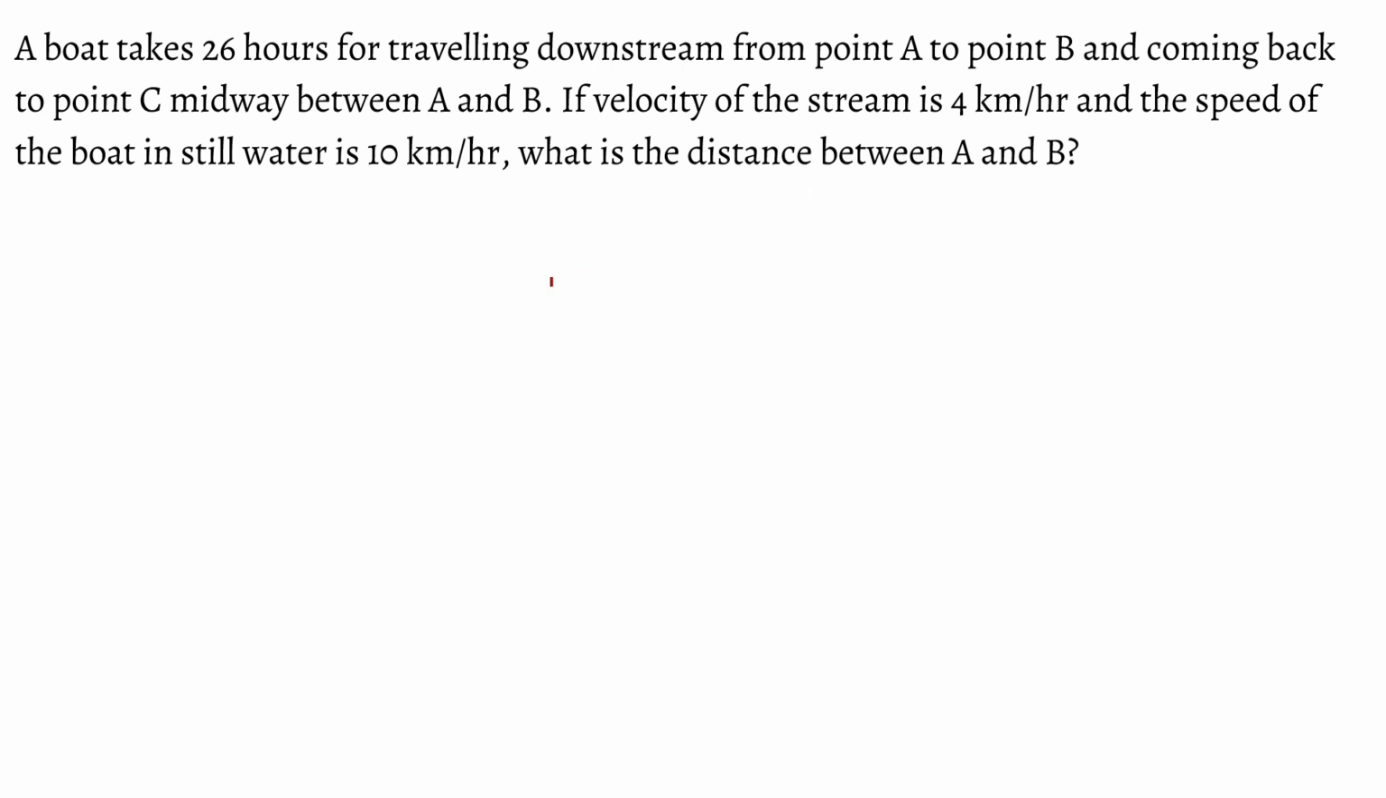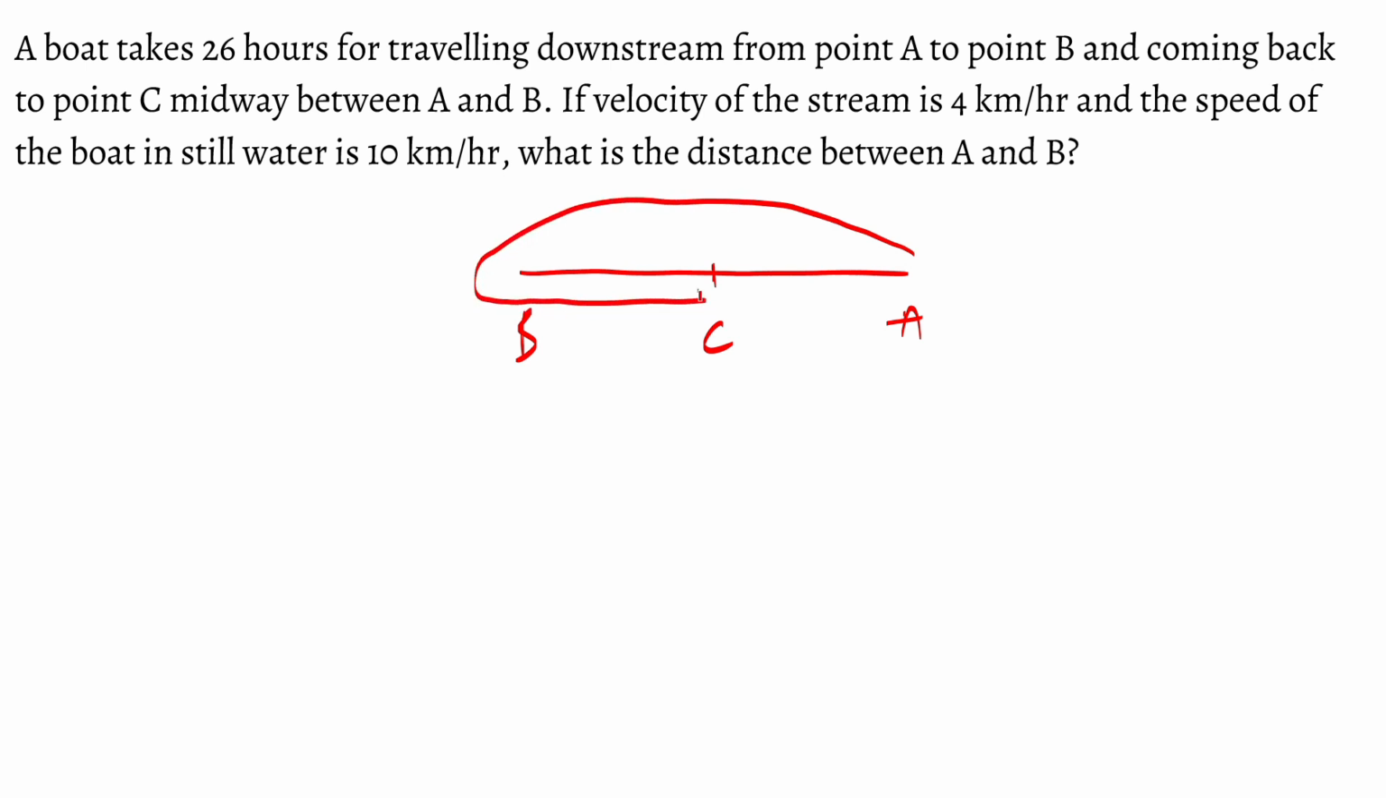So see here, a boat takes 26 hours for traveling downstream from point A to B. Okay, from point A to B, that is downstream, it takes 26 hours, and coming back to point C as well. Okay, so C is the midpoint here. This is C, the midway between A and B. Now from point A to point B it travels, and also it then moves from point B to point C. Now the total time taken is 26 hours.